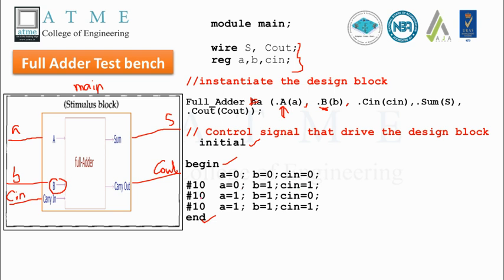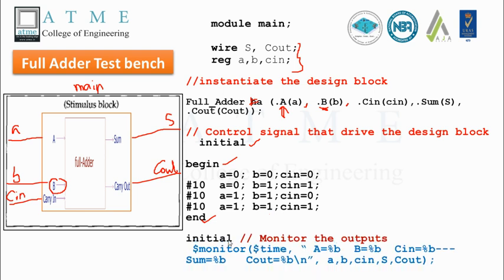After 10 time units of delay, I changed the combination of ABC to 1, 1, 0. And after 10 time units from the previous statement, I changed the combination to A equals 1, B equals 1, and C in equals 1. If you want, you can even club some more combinations. You can exercise with that.